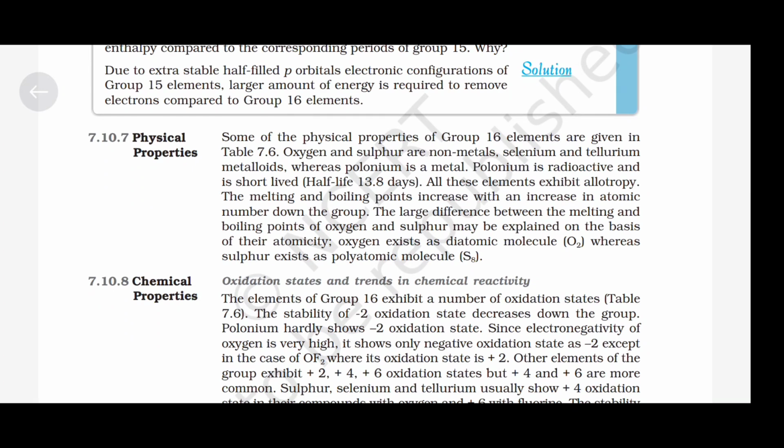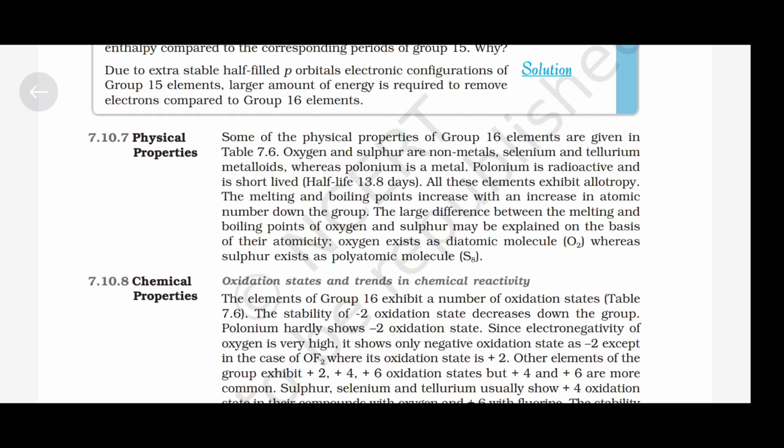Physical properties. Some of the physical properties of group 16 elements are given in table 7.6. Oxygen and sulfur are nonmetals. Selenium and tellurium are metalloids, whereas polonium is a metal. Polonium is radioactive and is short-lived. Half-life 13.8 days. All these elements exhibit allotropy.